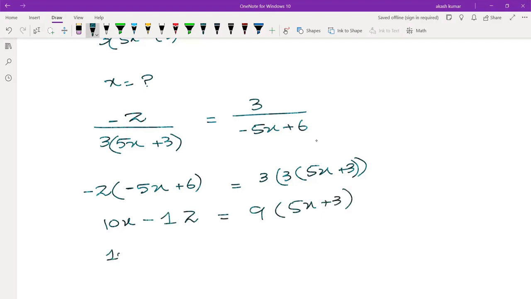So 10x minus 12 equals 9 times 5 is? 45x. Yeah, 45x. And plus 9 times 3 is? 27.